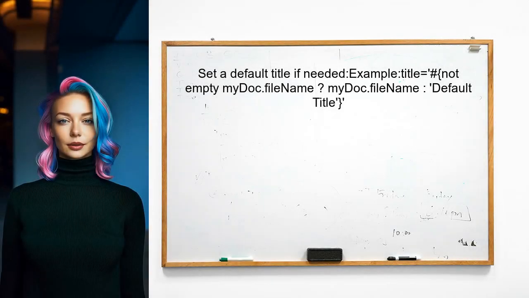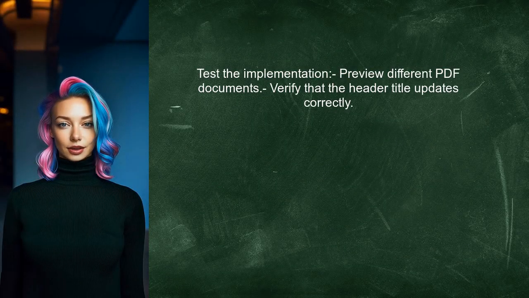Additionally, if the user wants to set a default title when no specific title is provided, they can use a conditional expression to check if mydoc.filename is empty. Finally, after making these changes, the user should test the implementation by previewing different PDF documents to ensure that the header title updates correctly based on the selected file.